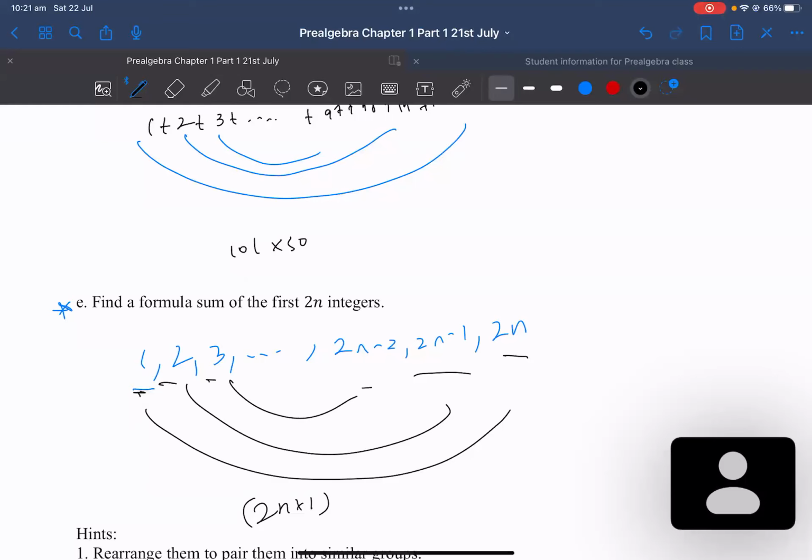What do you do when you have 100 to get 50? You divide by 2. If you have 2n, what do you get when you divide by 2? Oh, sorry, I should explain what 2n means. 2n means 2 times n. I think you might know the algebra.